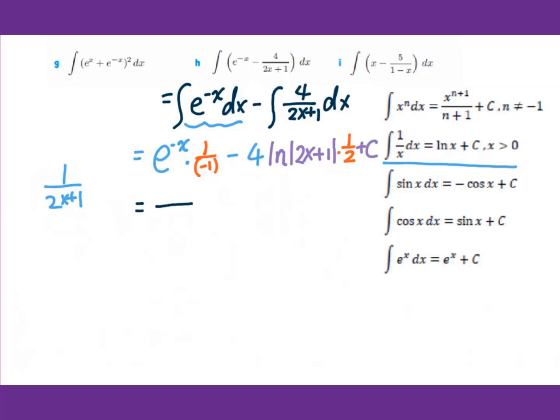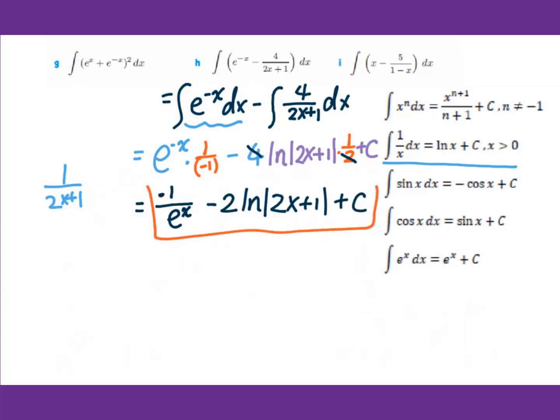So when you organize, you will get 1 over e to the x power. Don't forget this negative, 1 over e to the x power, minus this is reduced, you will get the 2 natural log of 2x plus 1. Then you plus c. This will be the solution. So if you see the function addition, you can separate them to make the operation easier.